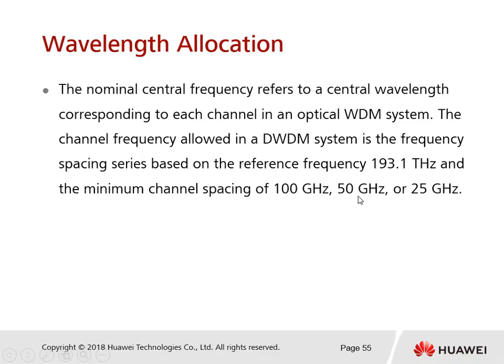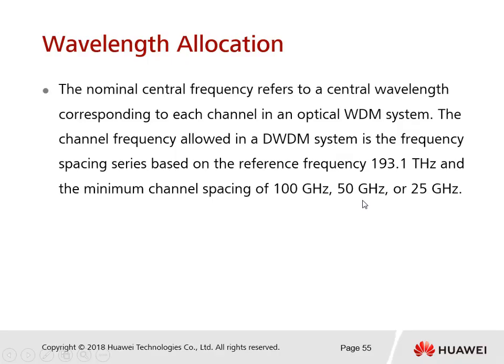Okay, so let's introduce them. If we use 50 GHz, the frequency we can use is from 192.10 THz to 196.05 THz. The space between each wavelength is 50 GHz, which means 0.05 THz. You can do a math calculation and you get 80 wavelengths. 80 wavelengths can be used.